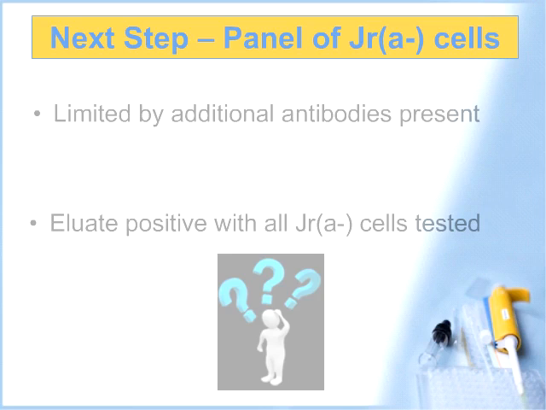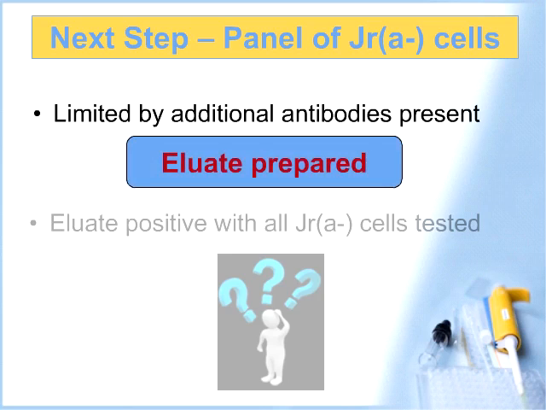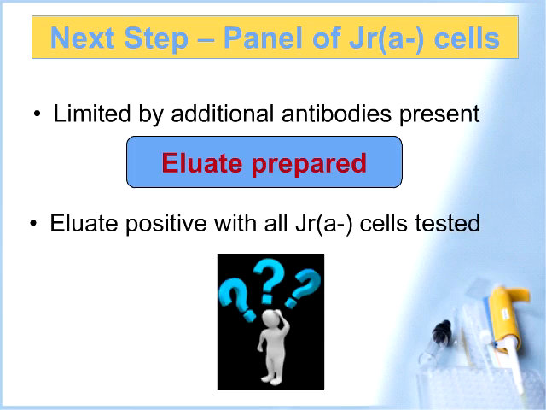So the panel of JRA negative cells that we had available was a bit limited because of the additional antibodies present. They were all Duffy positive. So we had to prepare an eluate. So we used group O antigen-matched cells and isolated the antibody to high frequency antigen, and then tested the panel of JRA negative cells. But they were all positive. So we thought, oh, okay, it's not over, so we're going to have to keep going.